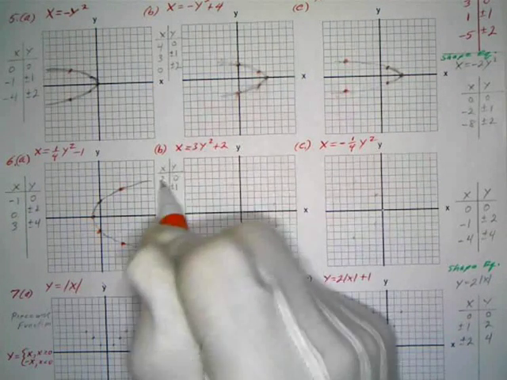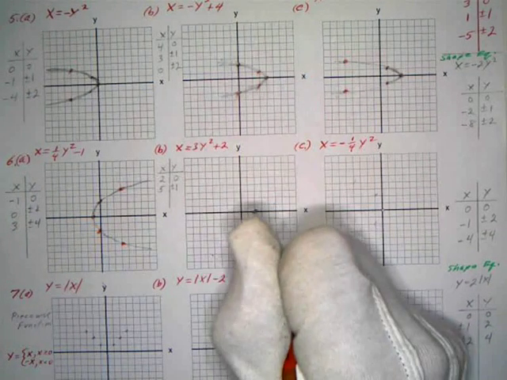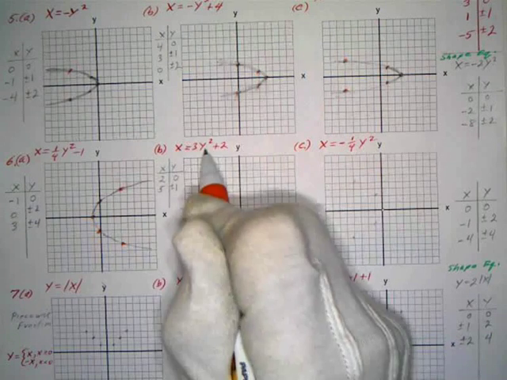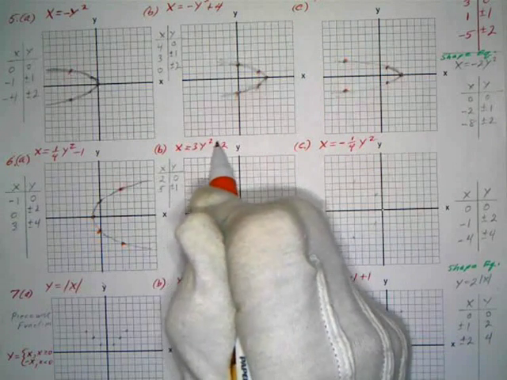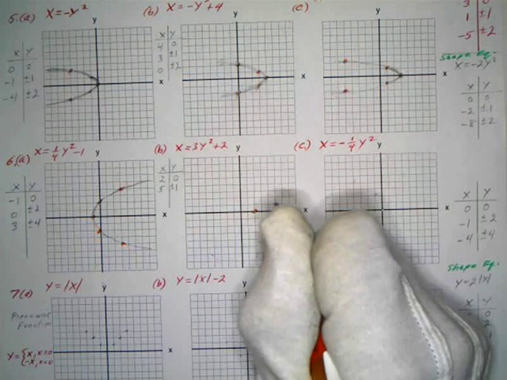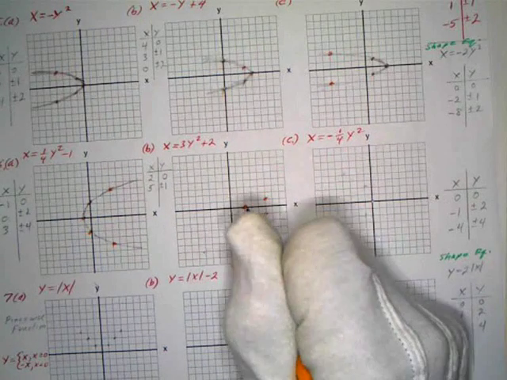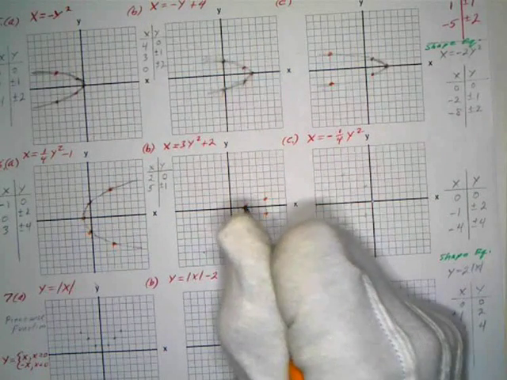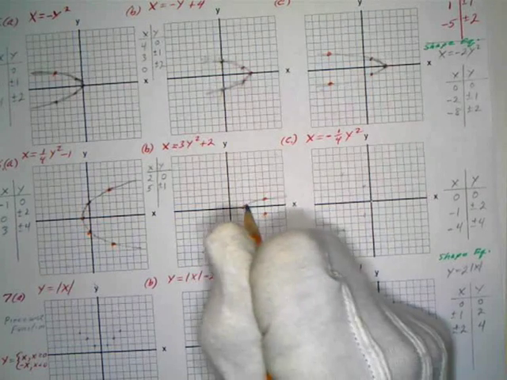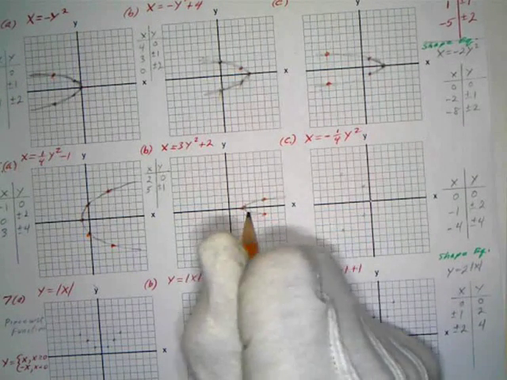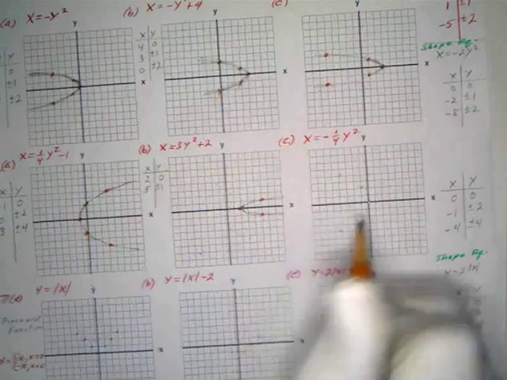So when y is 0, x is 2. That's easy. And then when y is 1, 1 squared is 1. 3 times 1 is 3, plus 2 is 5, so x is 5. And there we go. Those are your points. Again, with the skinny ones, make sure you make it like a little curve there, otherwise there's a tendency to make it pointed.